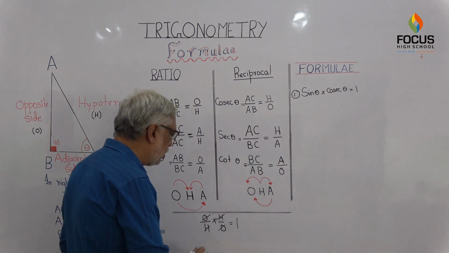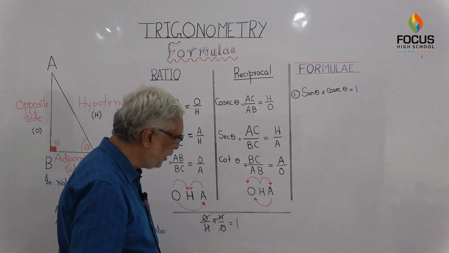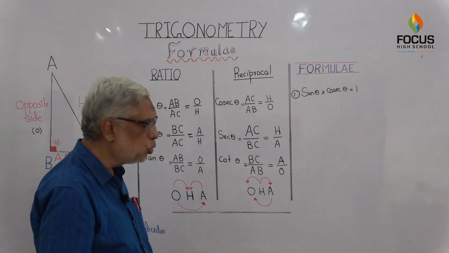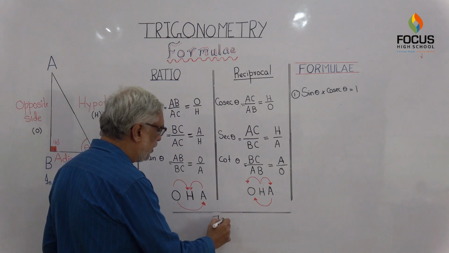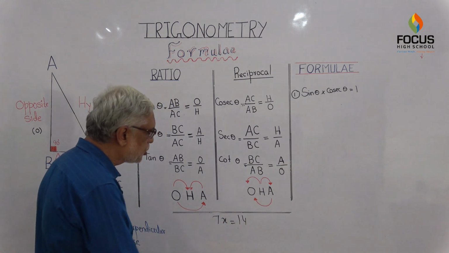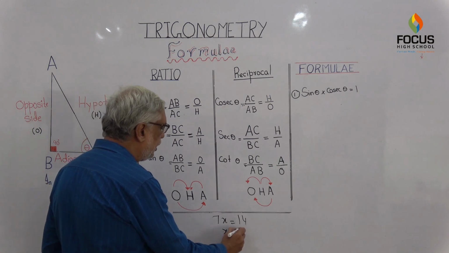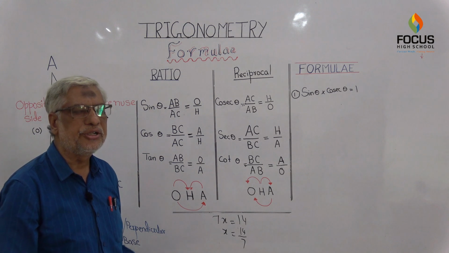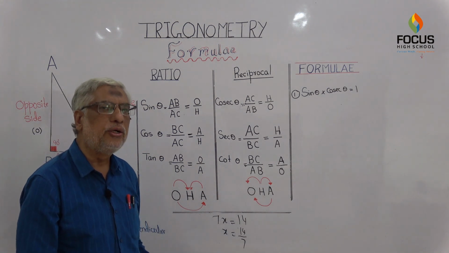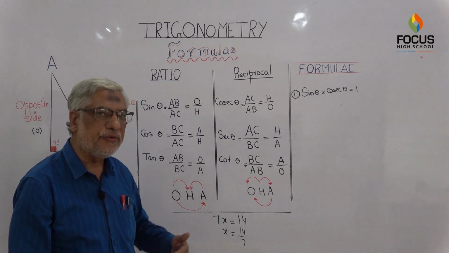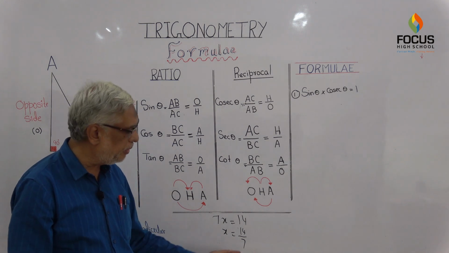Done. Now another thing is, we already know in our linear equations in two variables, we have equations like 7x is equal to 14. So how to find the value of x? x will be 14 upon 7. What I am doing is, I am doing the transformation. I am shifting 7 to the other side. In doing so, here 7 is multiplied by x. When I shift it, what will happen to 7? It will be divided.